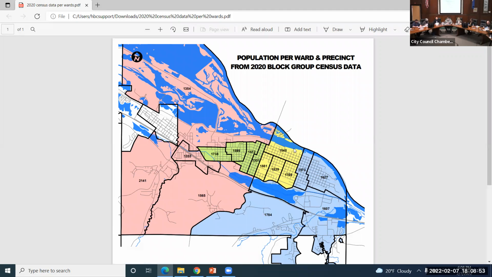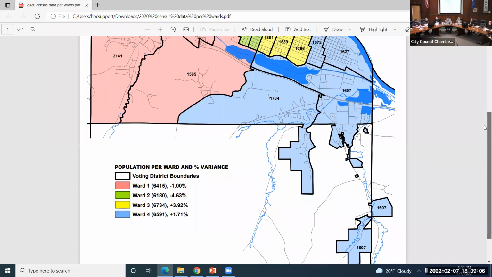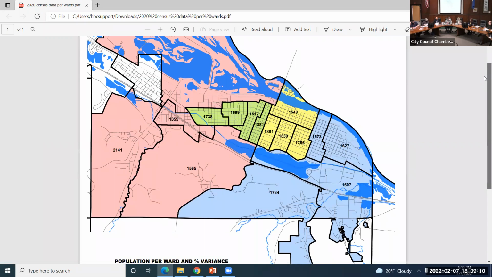So Ward 1, the population was 6,415. Ward 2 was 6,180. Ward 3 was 6,734. And Ward 4 was 6,591. So you see the percentages behind each.